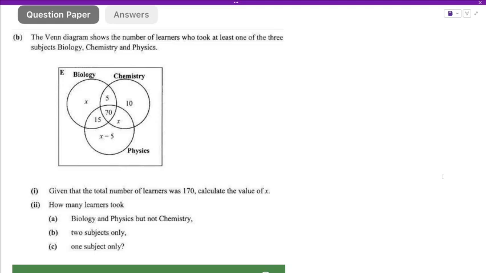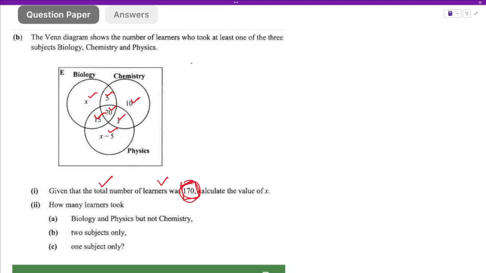Then the first question, they are saying, given that the total number of learners was 170, what does that tell you? When I add everything in the Venn diagram, what am I supposed to get? 170. There is your expression. So all you're going to do is x plus 5 plus 70 plus 15 plus x plus 10 plus x minus 5 is equal to what? 170. And then solve for x.